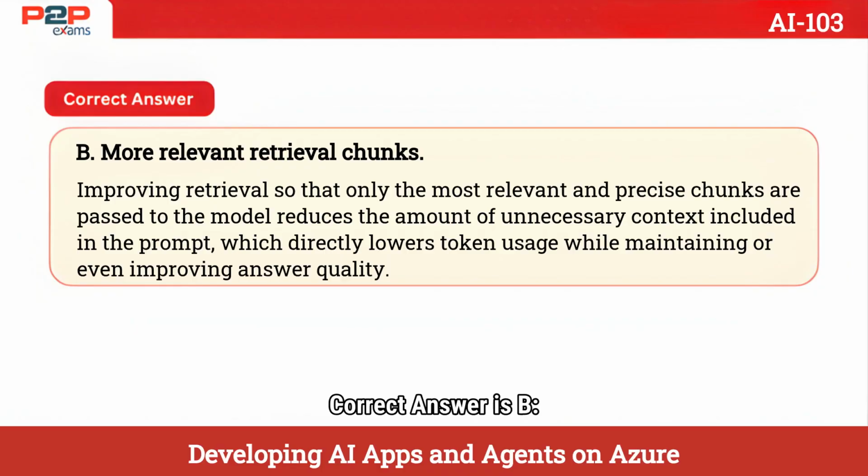Correct answer is B. More relevant retrieval chunks. Explanation. Improving retrieval so that only the most relevant and precise chunks are passed to the model reduces the amount of unnecessary context included in the prompt, which directly lowers token usage while maintaining or even improving answer quality.